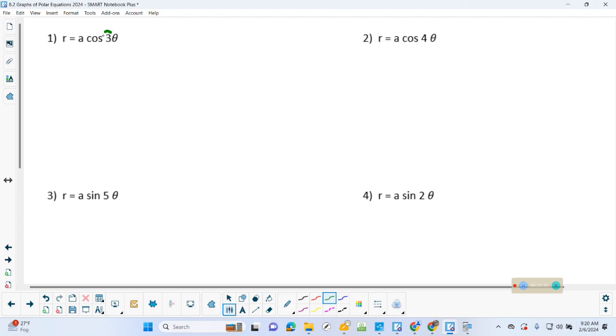So of course I see the 3. Yeah, it's odd, so I know that one would have 3 leaves. Now the key is, of course, how to find that. For cosine, one of the first leaves is always on the positive x-axis. So I'm going to put first leaf, positive x-axis.